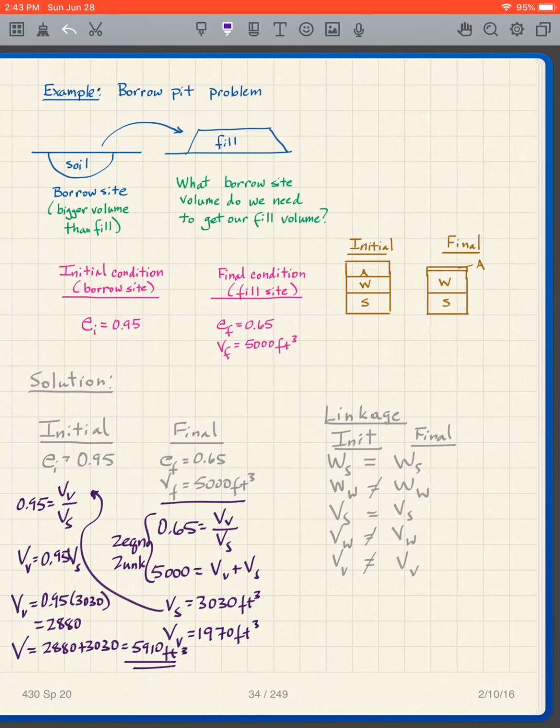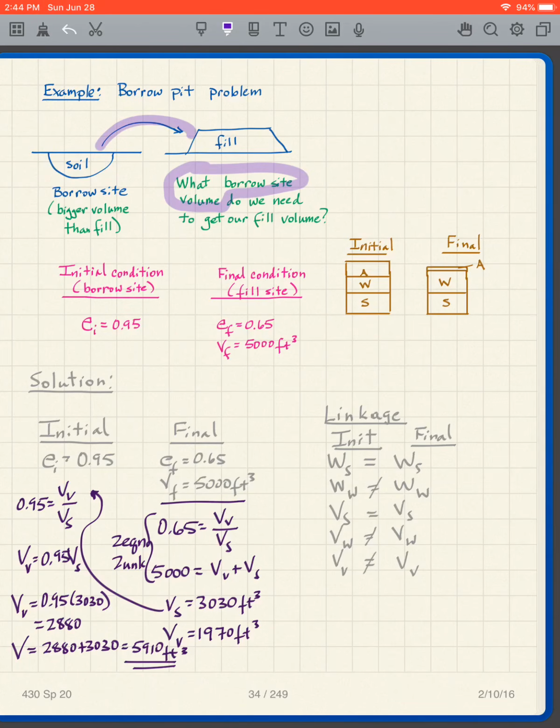And frequently we have some specifications for the fill. In other words, we need a particular volume of the fill. The question becomes, what is the borrow site volume?